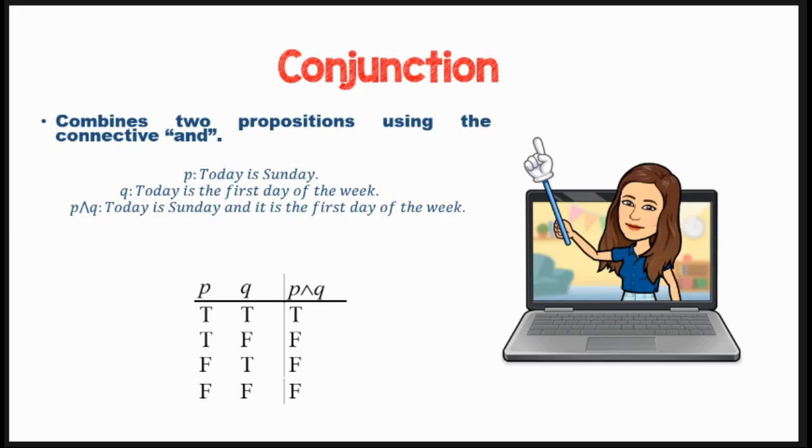Now, for the truth value of a given compound proposition using the connective and, it will only be true if both propositions are true. So, totoo lang siya pag ang parehong proposition ay true. So, kung totoo to, P, at kung totoo rin to, Q, saka lang magiging totoo si P and Q. Otherwise, it is false. Okay?